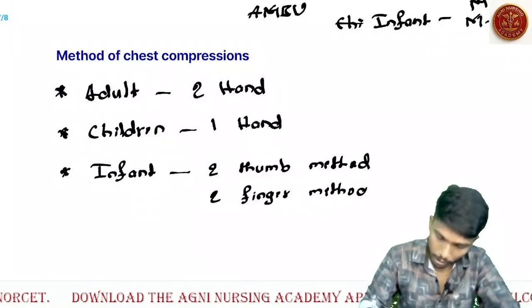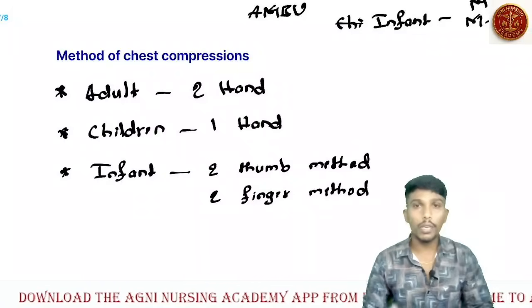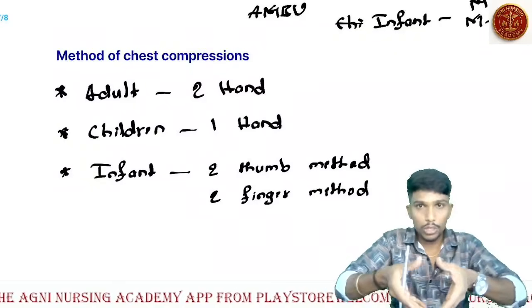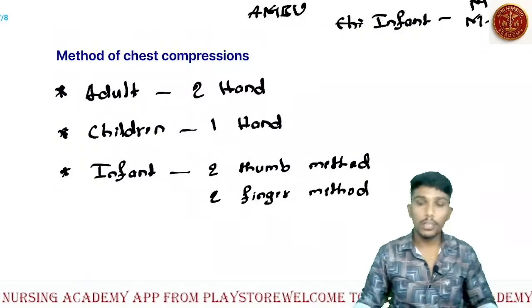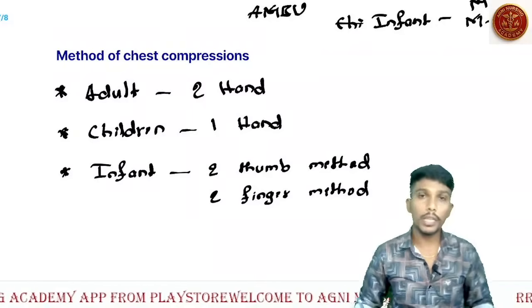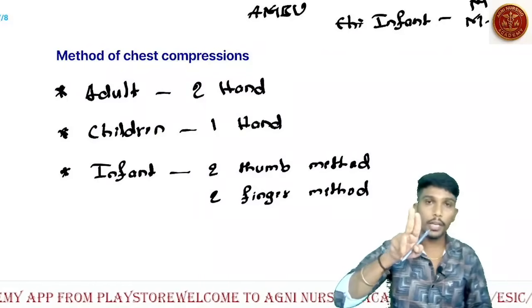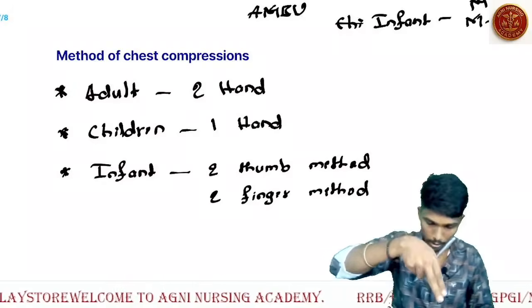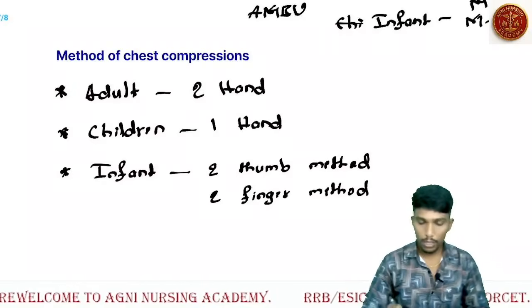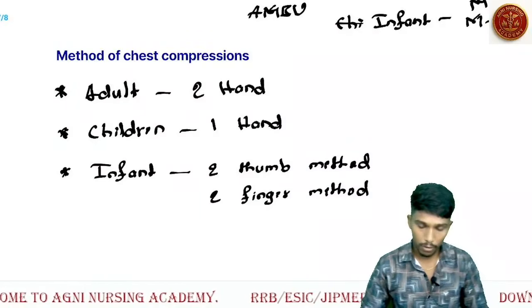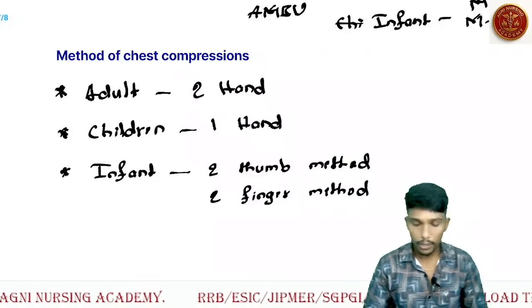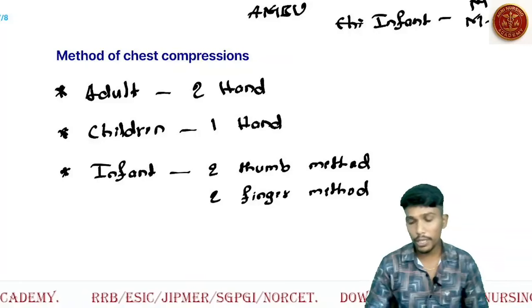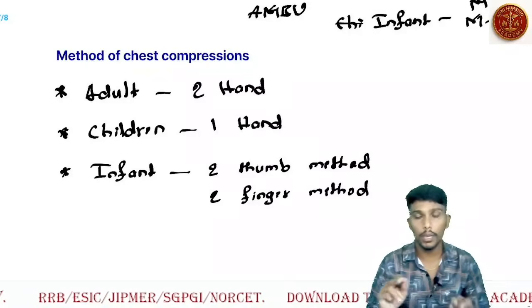Two finger method. In the infant we have to use the two thumbs, and using the two thumbs we have to push like this. In the two finger method we have to use the index finger and middle finger. We have to push the chest of the infant like this. This is the correct way to give chest compression. For an adult, the two hand method; for children, the one hand method; for infant and neonate, we can use the two thumb or two finger method.